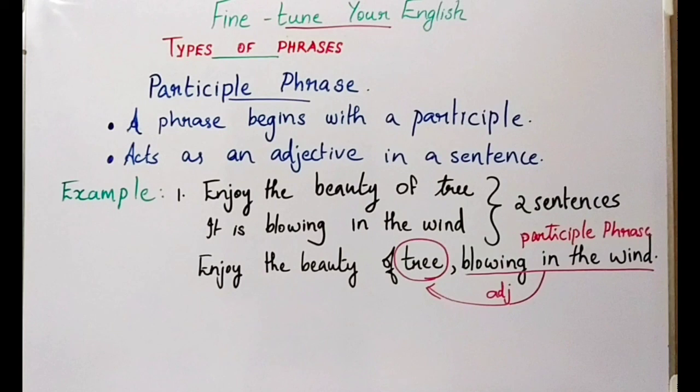In this sentence, enjoy the beauty of the tree, blowing in the wind, blowing in the wind is a participle phrase beginning with a present participle, and it acts as an adjective to the noun tree. What kind of tree? A tree blowing in the wind. So here, blowing in the wind acts as an adjective for the noun tree.